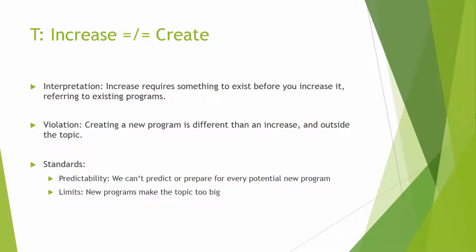Therefore, the interpretation would look something like this. Increase requires something to exist before you increase it, referring to existing programs. Violation would say that creating a new program is different than increase and outside the topic. Standards could include things like predictability. We cannot predict or prepare for every potential new program. And limits. New programs make the topic simply too big.